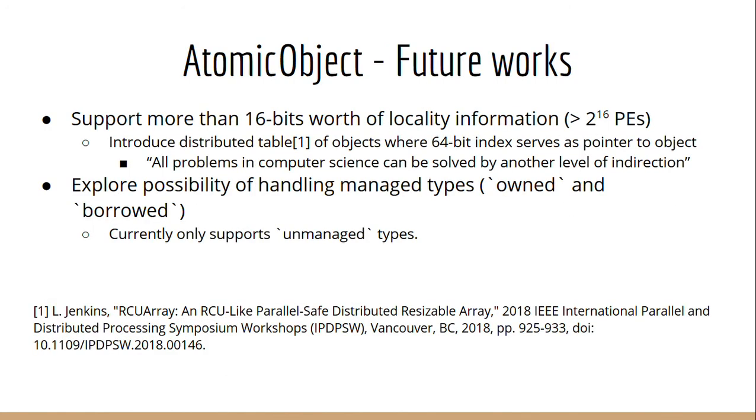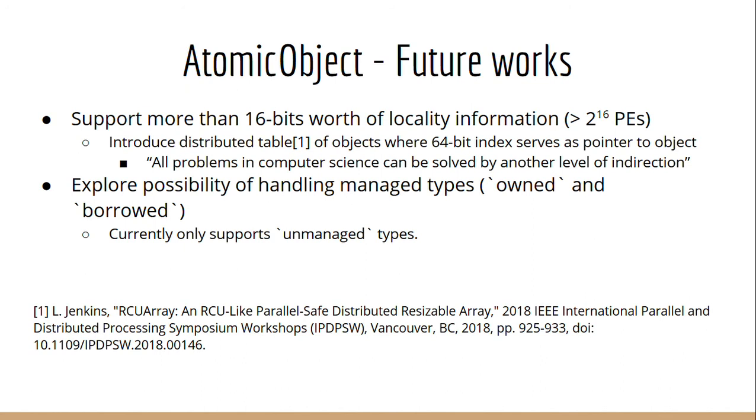Future works for atomic objects. Coming this far, it's quite obvious that there are some shortcomings of atomic object, particularly the pointer compression scheme, which limits the maximum number of locales to 2 to the power of 16, since locality information is limited to 16 bits. So our future work is to support more than 16 bits worth of locality information. We plan to do this by introducing a distributed table of objects where a 64-bit index serves as a pointer to the object. As the aphorism of David Wheeler goes, all problems in computer science can be solved by another level of indirection.